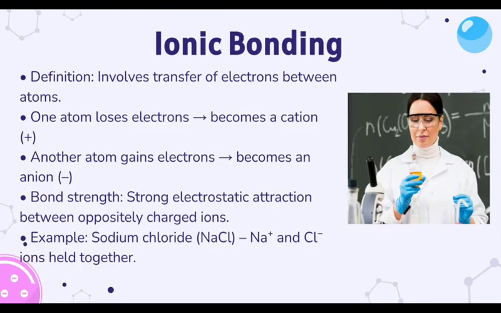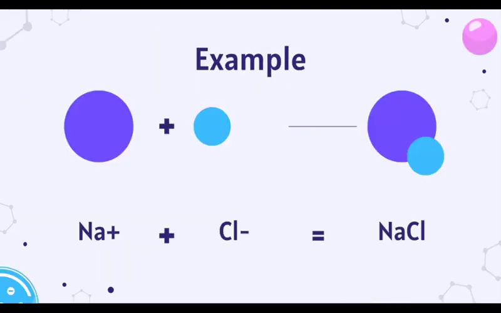Ionic bonding. The definition: ionic bonding involves transfer of electrons between atoms. In this bonding, one atom loses electrons, so that atom becomes a cation, and another atom gains electrons, so that atom becomes an anion. So the bond is a strong electrostatic attraction between oppositely charged ions, for example, sodium chloride. Na plus and Cl minus ions are held together in sodium chloride. Sodium is positively charged, chloride ions are negatively charged, and combined they form sodium chloride's stable form.